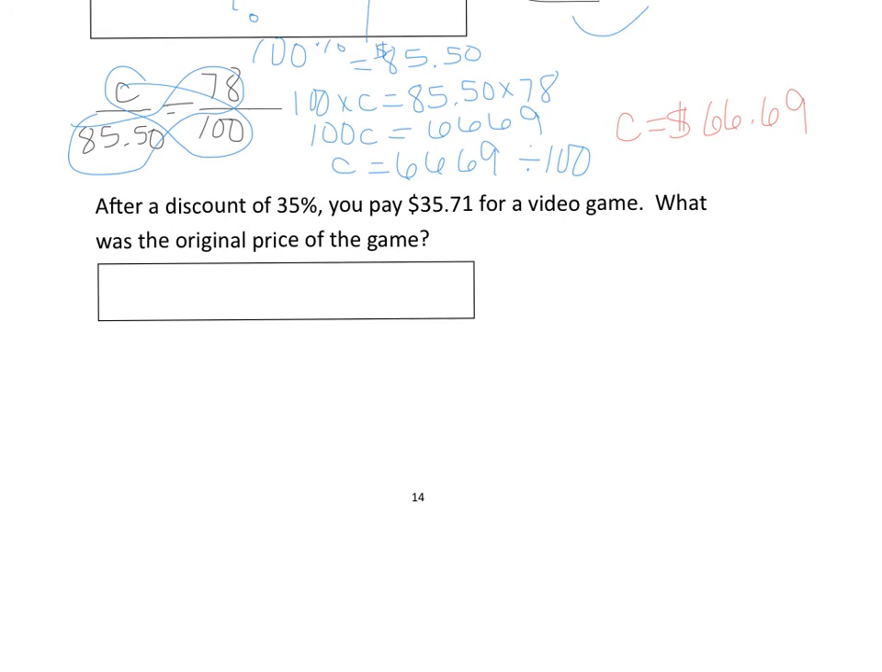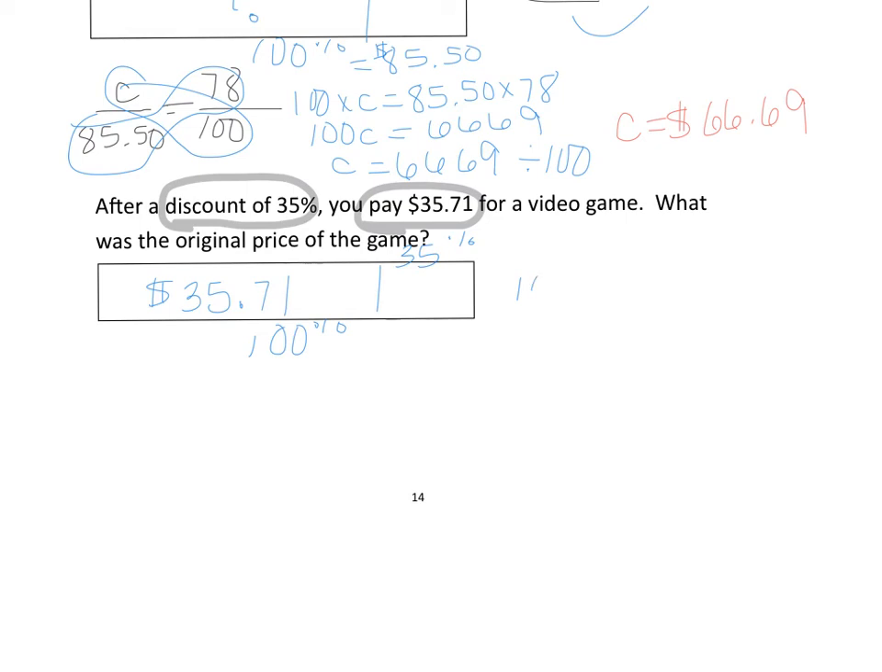And the last one. After a discount of 35%, you pay $35.71 for a video game. What was the original price? Okay, this one's probably the most complicated out of all the ones we've done. After the discount of 35%, you pay $35.71. And we want the original price. The bar represents 100%. And you got a discount of 35%, and you paid $35.71. The question I have is, what percent does that mean you paid?